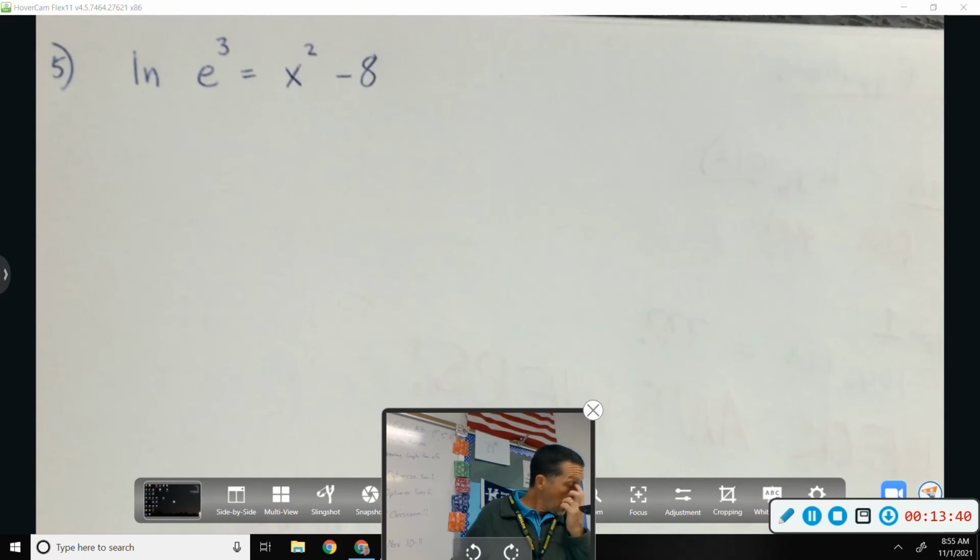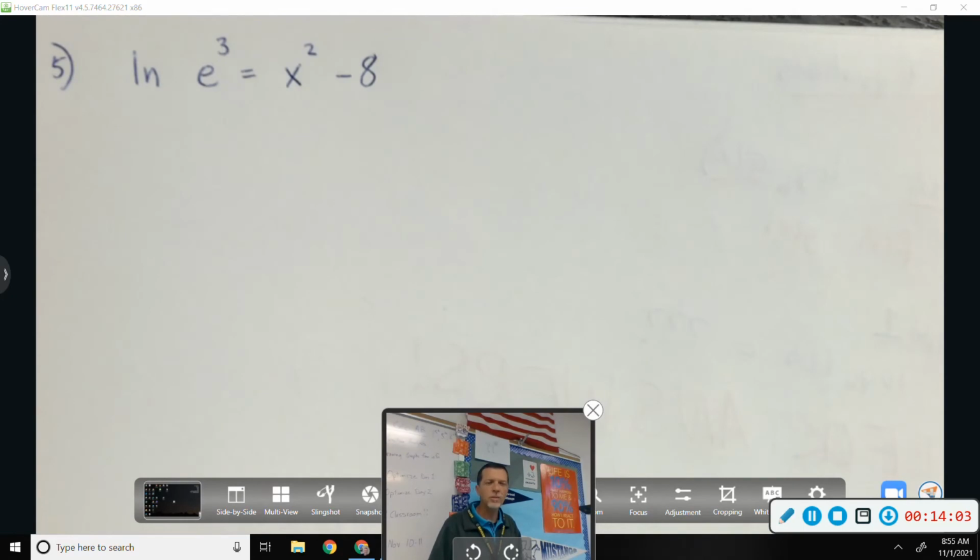Natural log of e cubed equals x squared minus 8. I kind of like this one. Do I have to write the invisible e first? There should be. So there's kind of a long way around this problem, and there's a way to think about this problem and realize, wait a minute, this is easier than it looks.